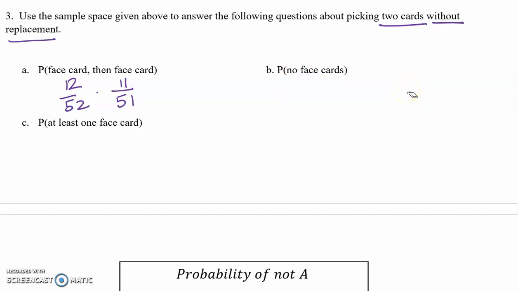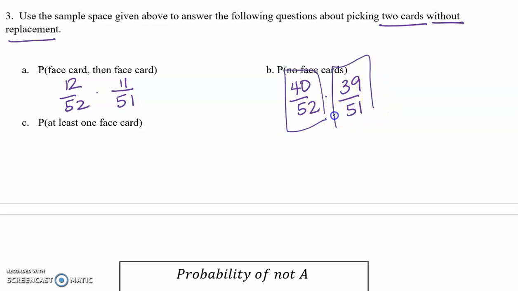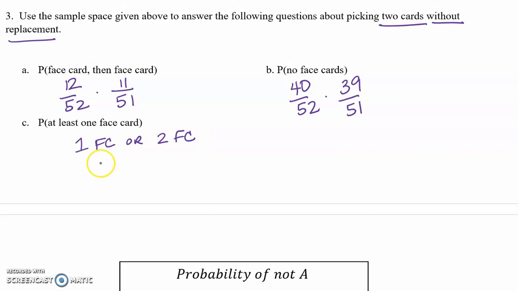Sorry, that's the next part. No face cards will be 40 out of 52 times 39 out of 51. You have to guarantee that there's not a face card here and there is not a face card here. The probability of at least one face card could be 1 face card, or it could be 2 face cards. What it is not is the no face cards. So that means you can subtract the probability that we just found.